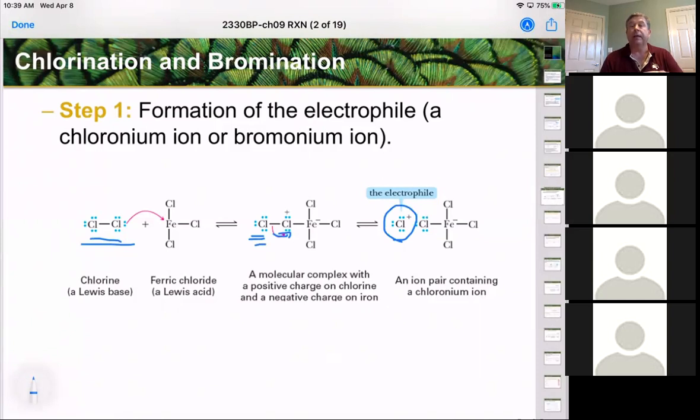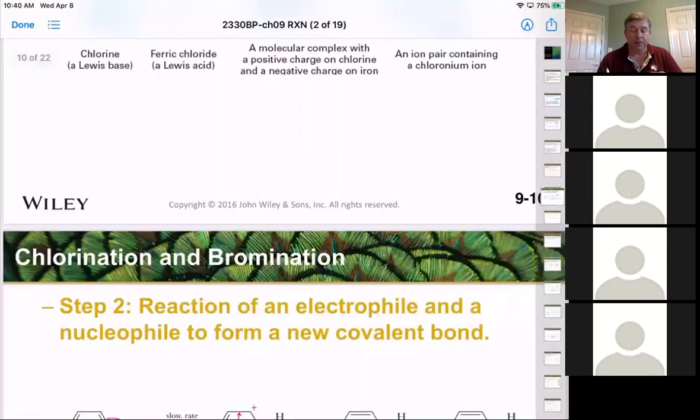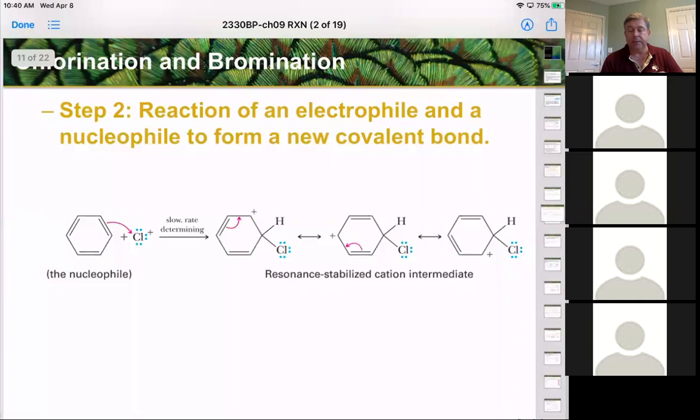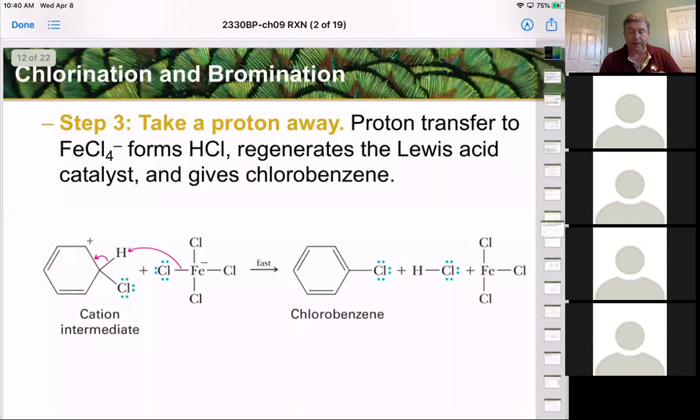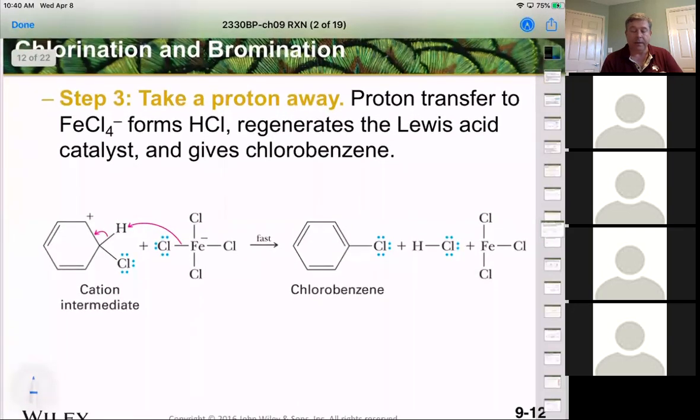Once we form that cation, it can now start interacting with the benzene. Notice we now have this negative species here. So this ferric tetrachloride is an anion and will act as a base at the end of our reaction, okay? So the next step, of course, is the attack by the cation on the system, and then the resonance stabilized intermediate. And then the leaving group, that anion, that new base we just formed, is going to react with the system to kick out our original catalyst and HCl.